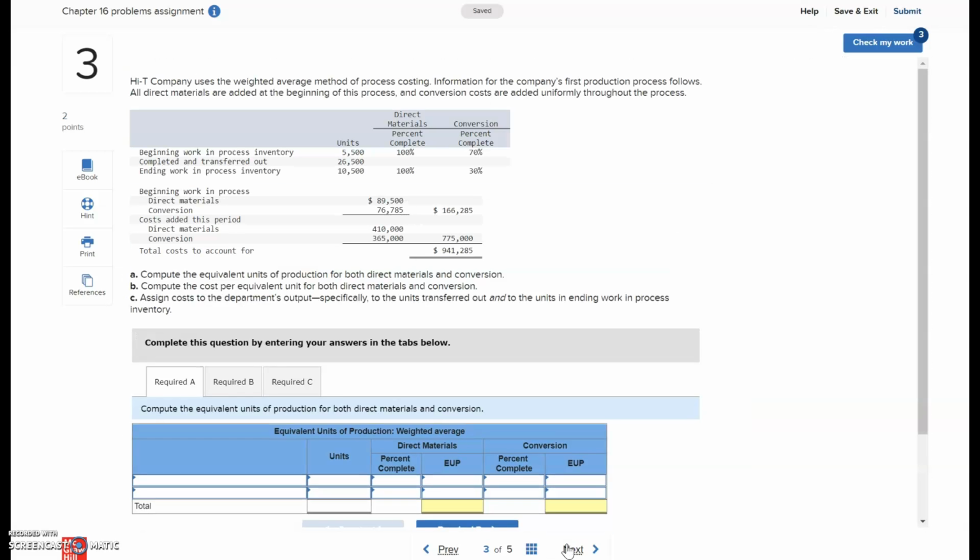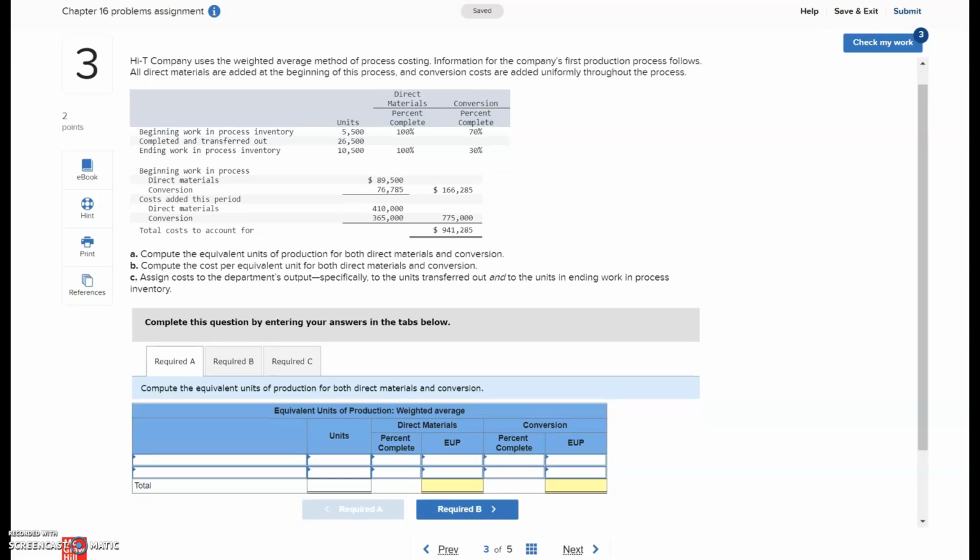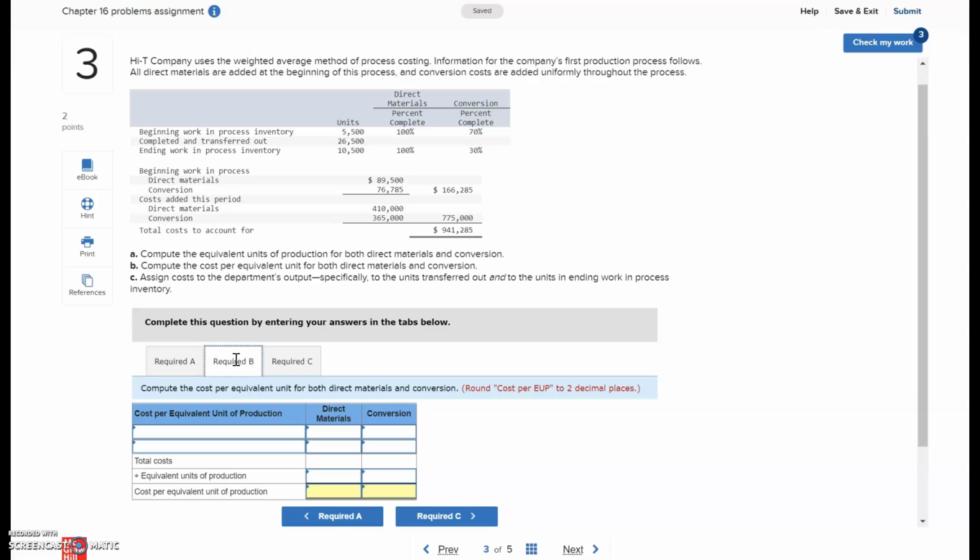So you can see here, you're doing it again, okay? They gave you the beginning work in process, completed and transferred out, ending work in process. And after you've read and studied, you know which units we use to calculate the equivalent units of production. You're given the percentage completion, okay? And really, we are using the weighted average method. So the completion percentage for the beginning work in process doesn't matter for what we're doing in the weighted average method. Requirement B, again, you're going to get the cost per equivalent unit of production.